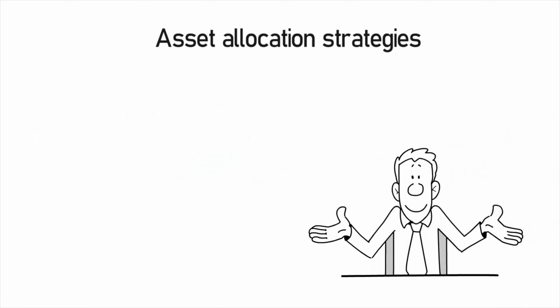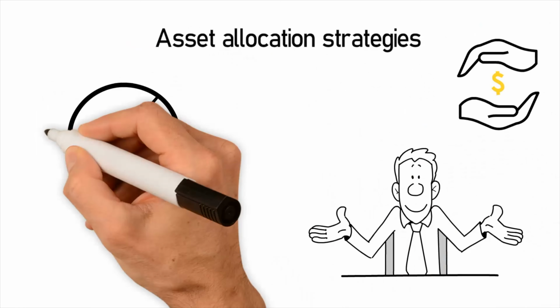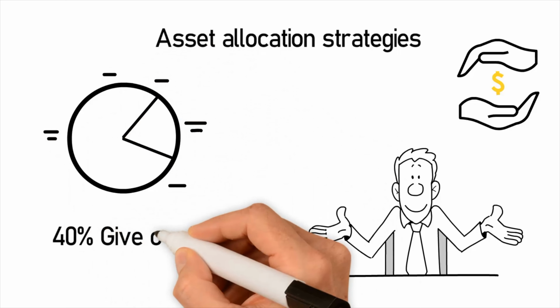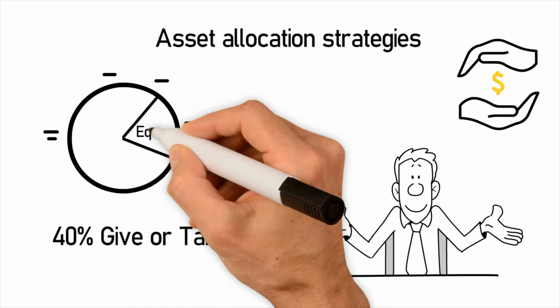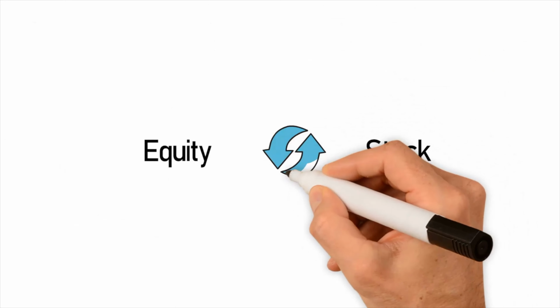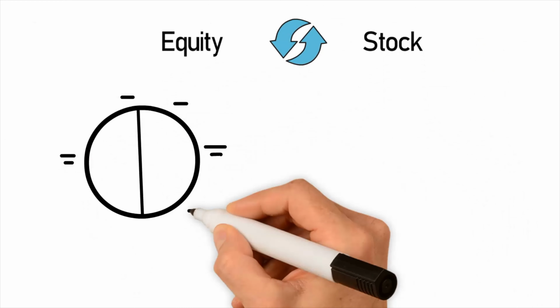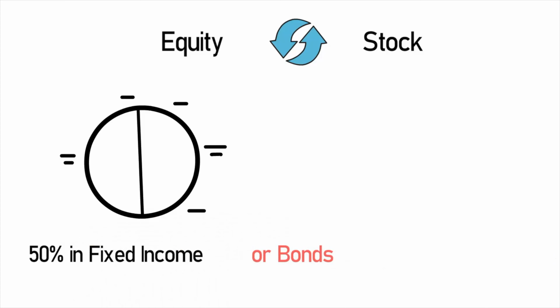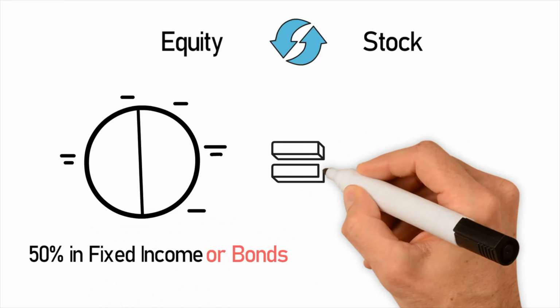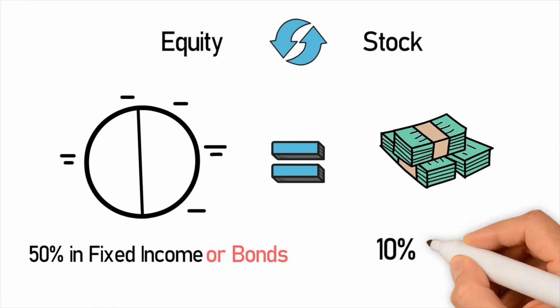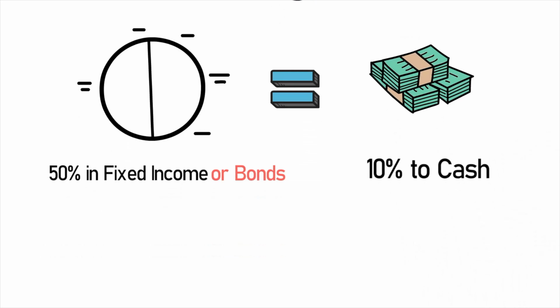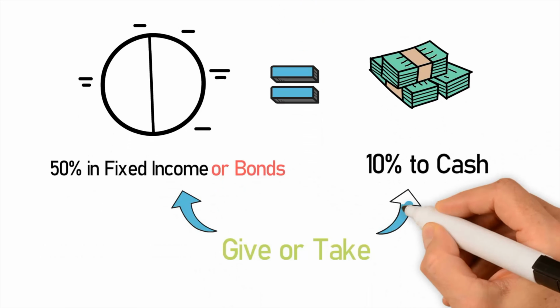If you are a conservative investor, you may allocate 40%, give or take, to the equity side of your portfolio. Again, equities and stock are the same thing. You may have 50% go into fixed income and bonds are the same thing, and the balance, roughly 10%, going to cash. Now these are guidelines, so it's give or take on those percentages.